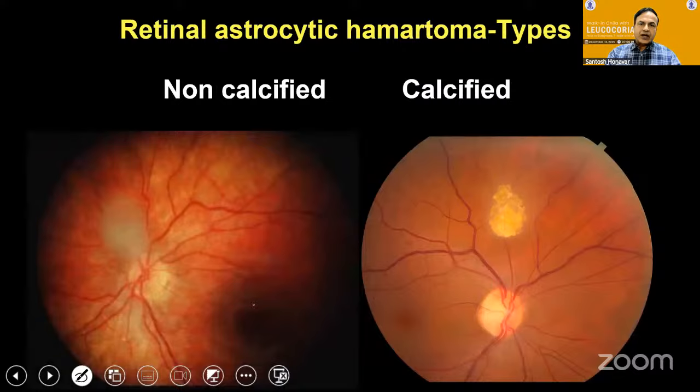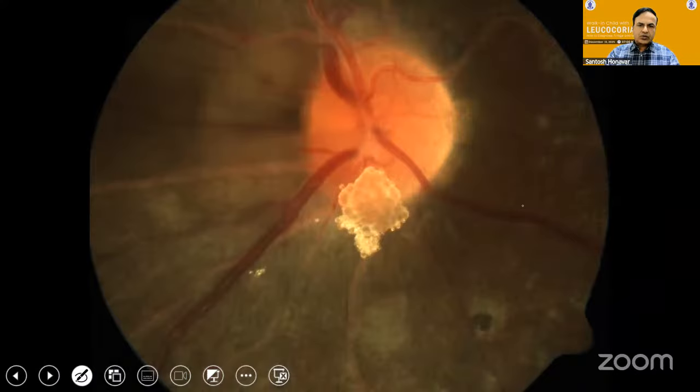Retinal astrocytic hamartoma, there are various types. The non-calcified variant is like a button sitting on the retina, obscuring the retinal vessels, whereas the calcified variant has this fish egg kind of confluent, discrete confluent calcification. That is exactly how calcified astrocytoma looks. That's how brightly it shines if it is typical calcification in a retinal astrocytoma.